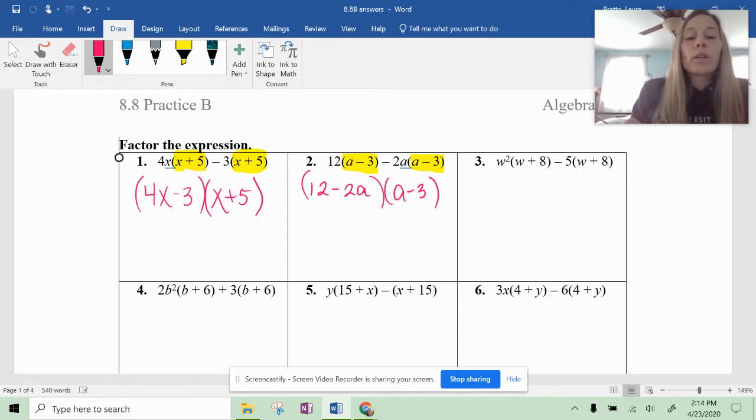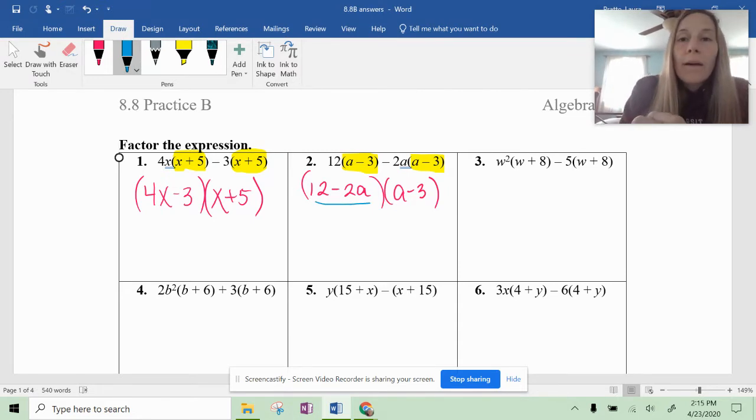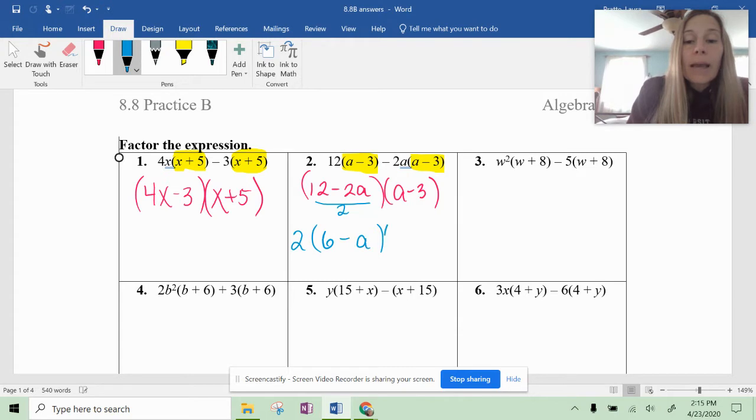Now this one's a little tricky because there's an extra piece here. You might notice that in order to have this factored completely, there cannot be any GCFs that were not taken out. They all have to be factored out. So what can I divide 12 and 2a both by? A 2. So if I take that 2 out, I'm left with 6 minus a, and then I have my a minus 3, and that would be my final answer for that one.